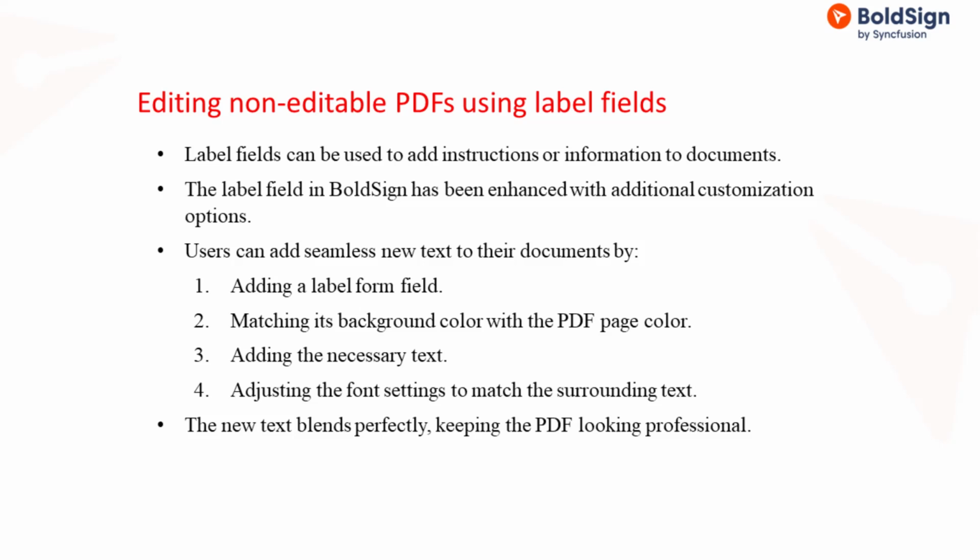Users can easily add new text to their documents by matching the label form field's background color with the PDF page color, adding the required text, and adjusting the font settings to match the existing text. The new text will blend perfectly with the document, making the PDF appear professionally updated and ready for secure distribution while maintaining document integrity. This functionality is especially valuable in scenarios where additional context or updates are needed in the PDF document. Let me show you how to do this.